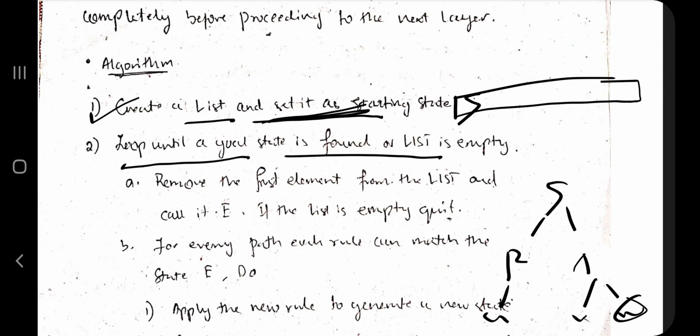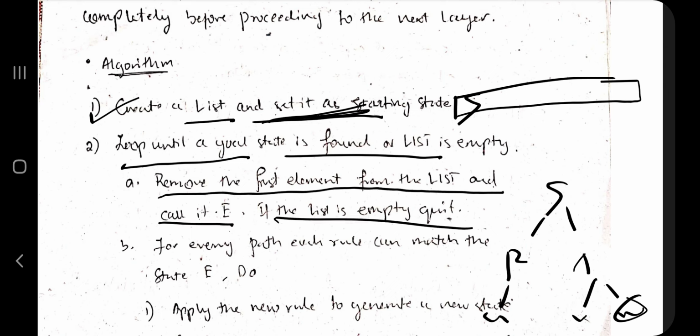Suppose that my goal state is W, and remove the first element from the list and call it E. If the list is empty, quit. For every path of each node, match the state E, comma, do. Okay, so see here, do is for the further steps that are to be performed. But I'll explain you in brief. You'll get to know what I am trying to say.